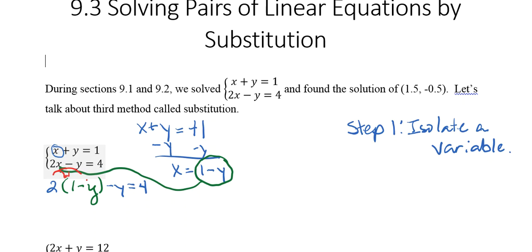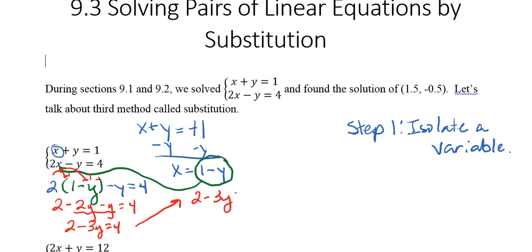So I'm going to go ahead and do the distributive property. 2 minus 2y minus y equals 4. Put together my like terms. 2 minus 3y equals 4. I'm going to bring it up just so I have a little bit more room. So I'm going to get y by itself. So I'm going to subtract the 2. 4 minus 2 is 2. And the last step is to divide.